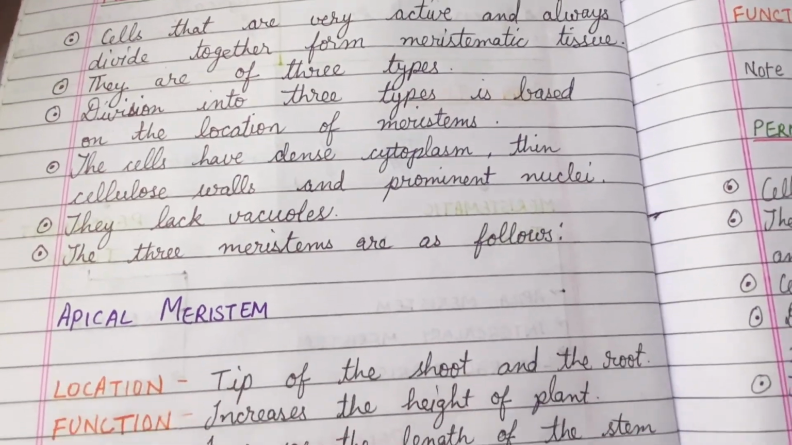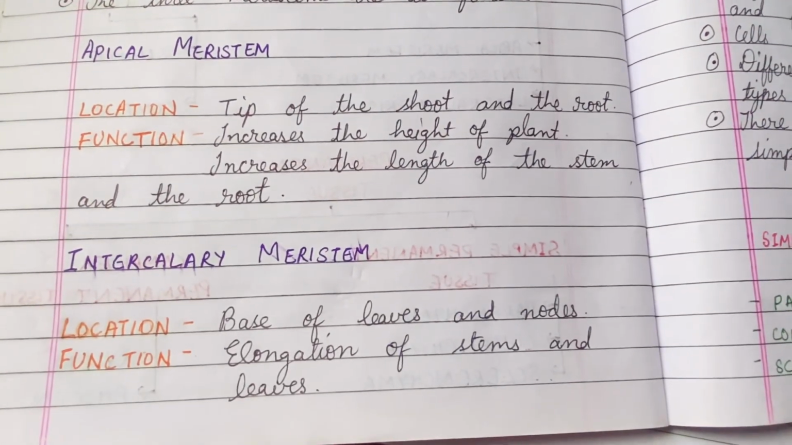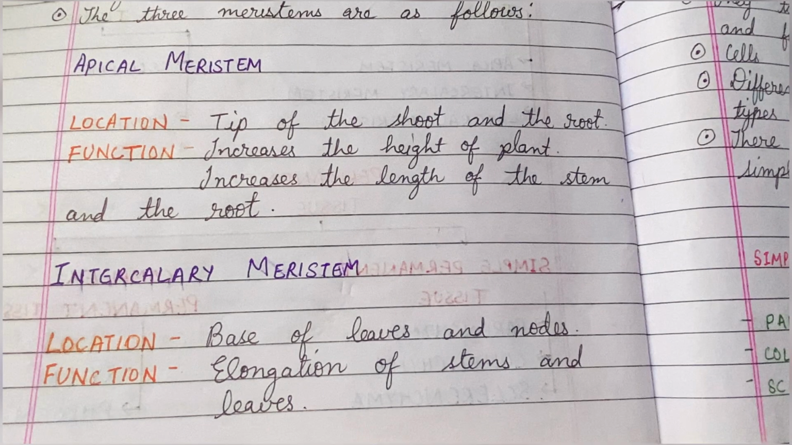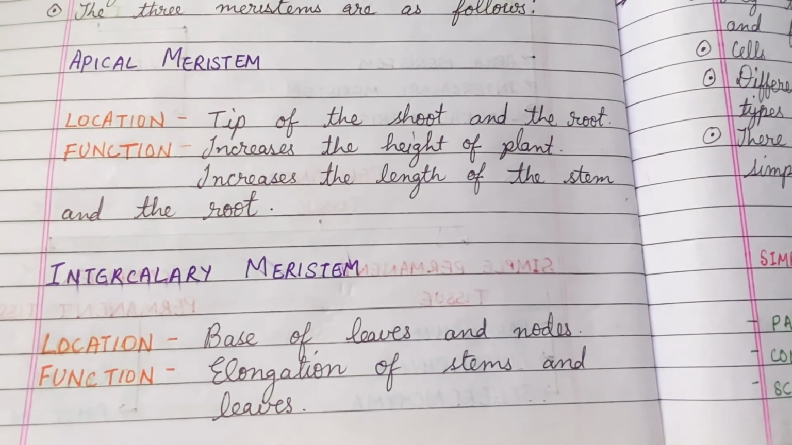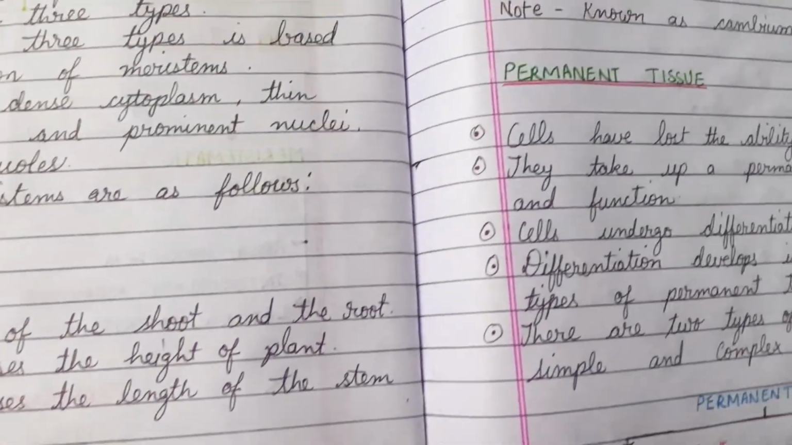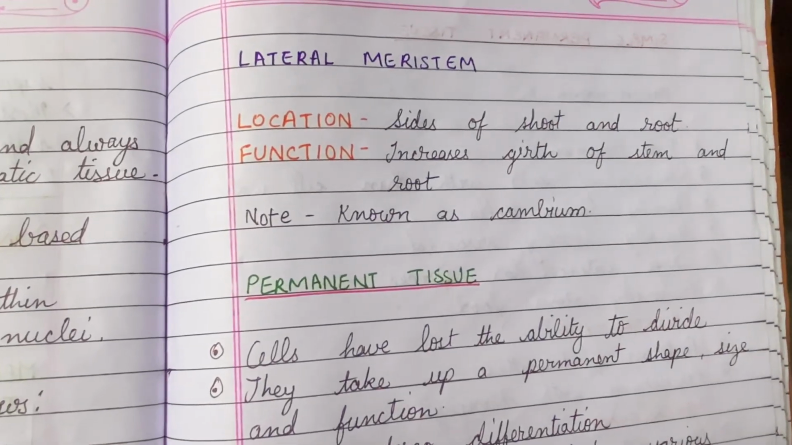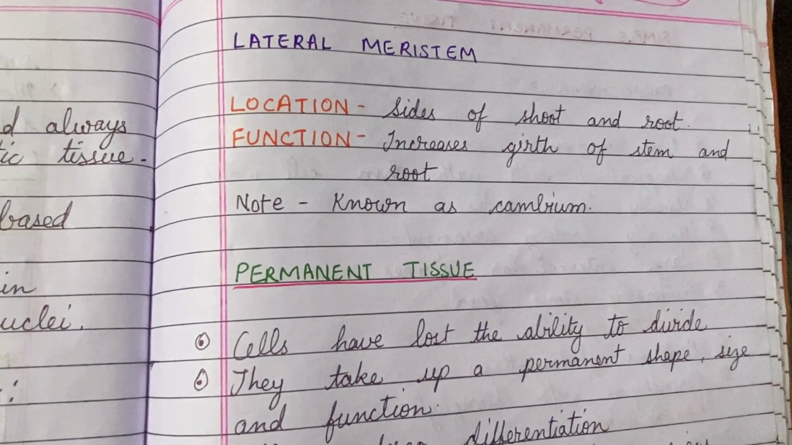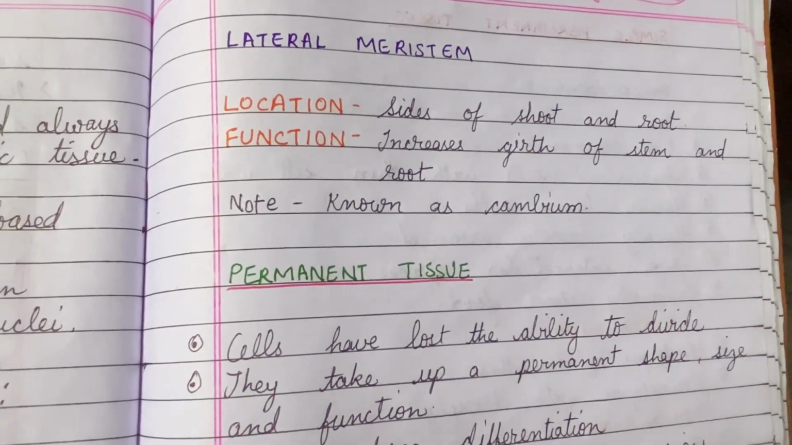First is the apical meristem. It is located at the tip of the shoot and the root. The function is to increase the height of the plant and increase the length of the stem and the root. Another is intercalary meristem. It is located at the base of leaves and nodes. Its function is elongation of stems and leaves. The next meristem is the lateral meristem. This meristem is located at the sides of shoot and root. Its function is to increase the girth of stem and root. It is also known as cambium.